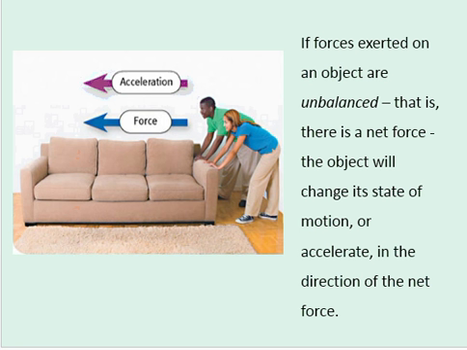Okay, now we're going to continue, but now we're going to look at the right-hand side of the column of your graphic organizer, where it tells us the forces are not balanced. So forces exerted on an object are unbalanced. That means there will be a net force. The object will change its acceleration and change its motion, and the acceleration always occurs in the direction of the net force.